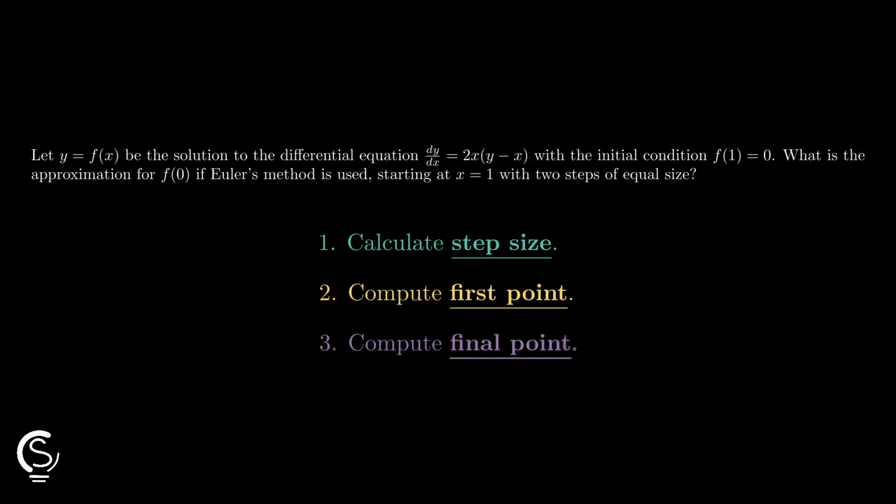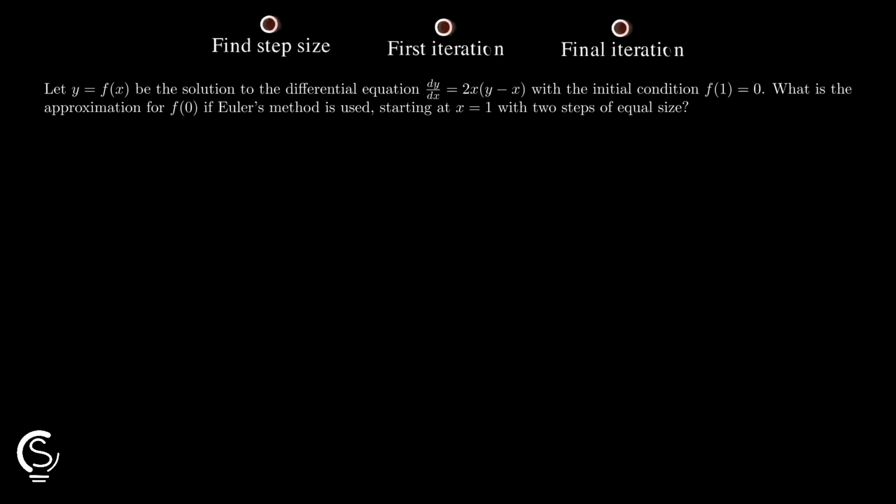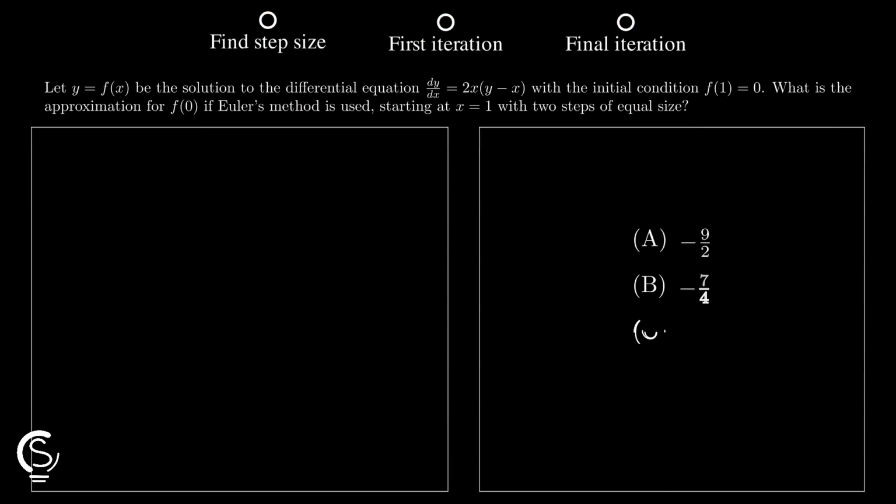Let's go! Euler's method helps us approximate solutions to differential equations quickly. Let's break down this problem into 3 simple steps to find the correct answer right now. Since we move from x equals 1 to 0 in exactly 2 steps, the step size h is negative 0.5. That is our first move to get started today.